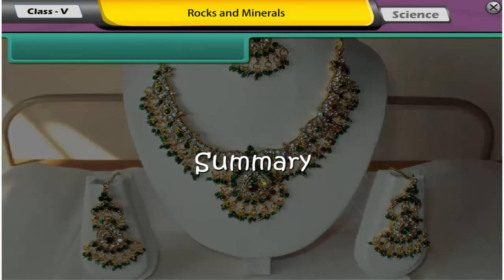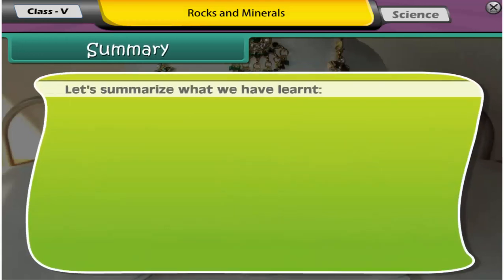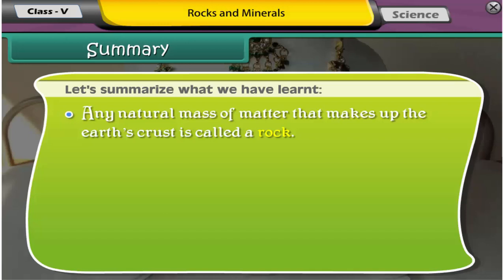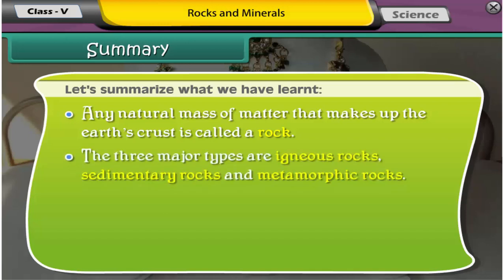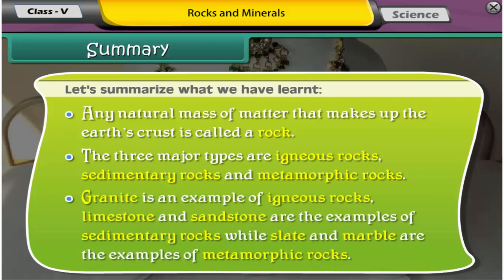Summary. Let us summarize what we have learned. Any natural mass of matter that makes up the Earth's crust is called a rock. The three major types are igneous rocks, sedimentary rocks, and metamorphic rocks. Granite is an example of igneous rocks. Limestone and sandstone are the examples of sedimentary rocks, while slate and marble are the examples of metamorphic rocks.